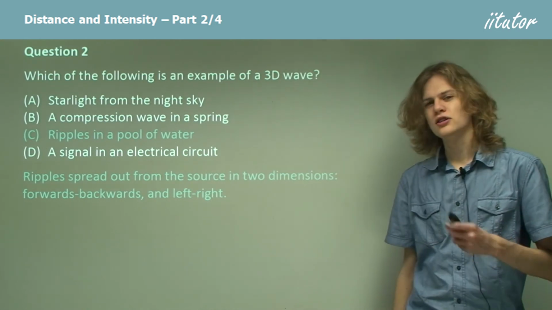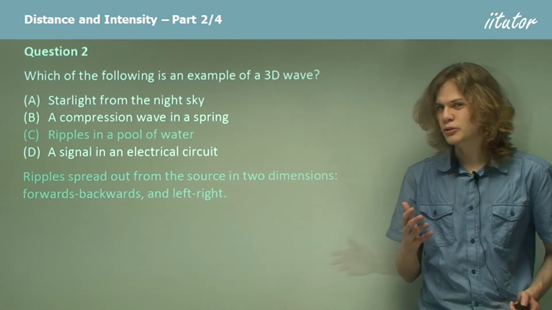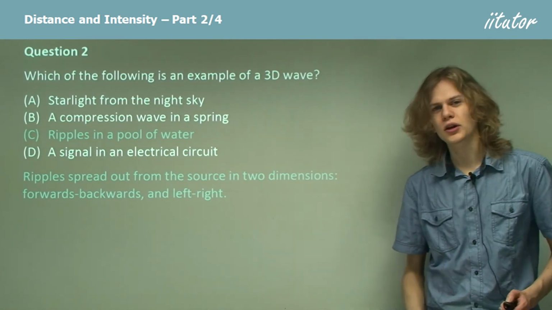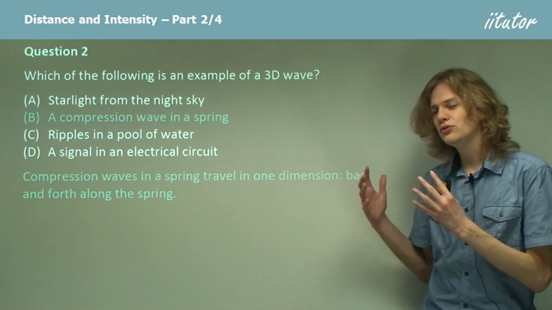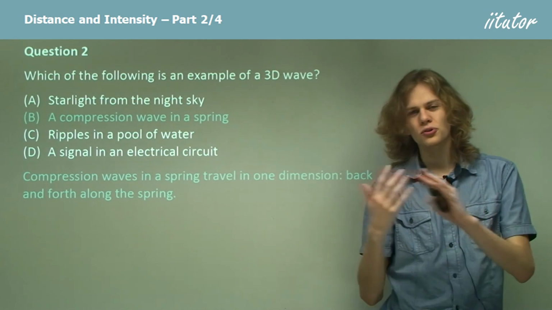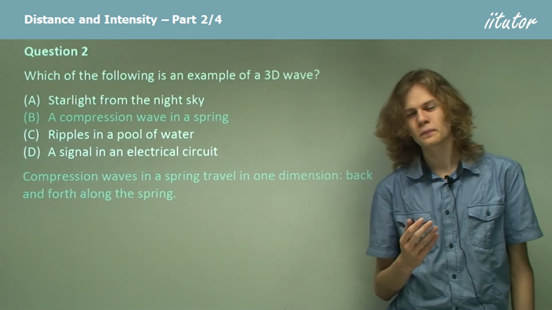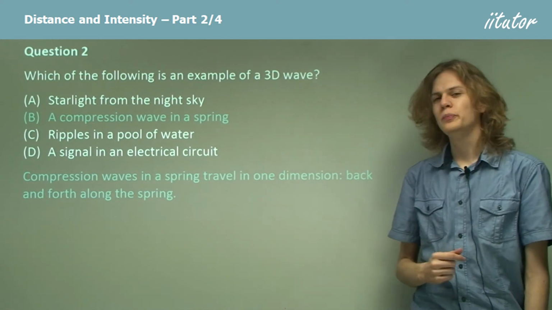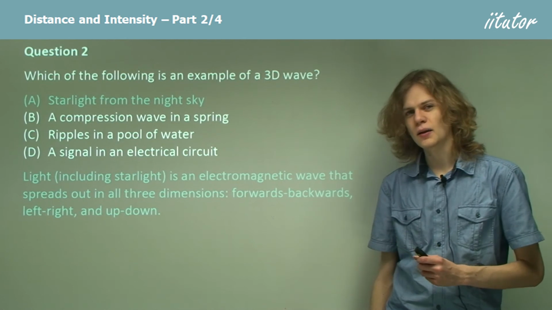How about B, a compression wave in a spring? A spring is a 3-dimensional object. Well, it is, but the wave can't spread out in 3 dimensions. In a spring, the wave can only travel along the length of the spring, that is, forward or backwards along the spring. It doesn't spread out in any direction. So the answer is not B. Our final answer is A, starlight from the night sky.